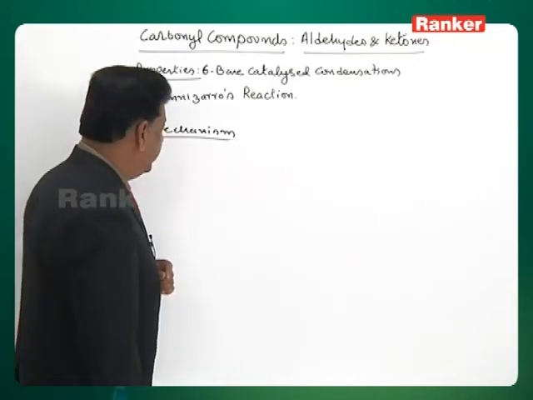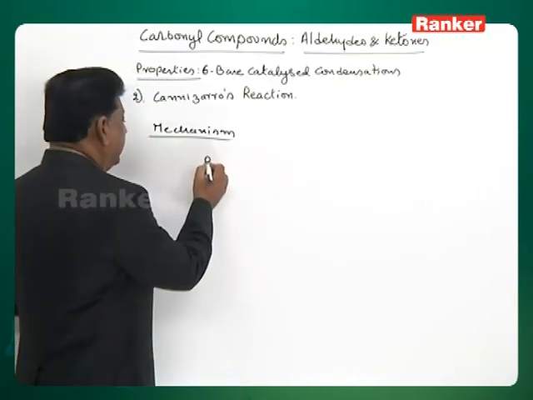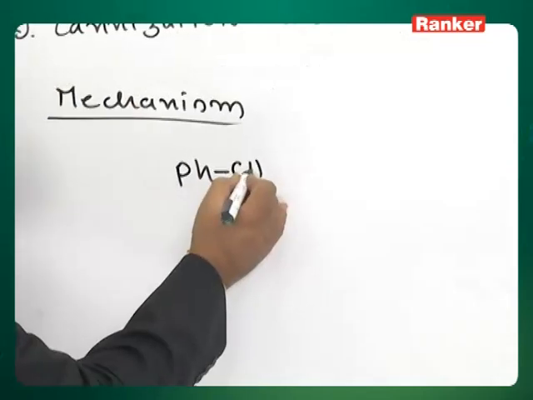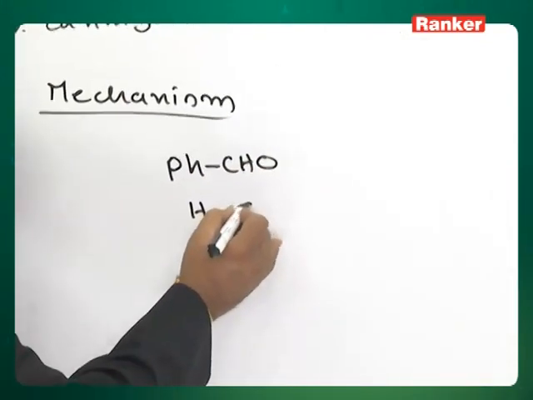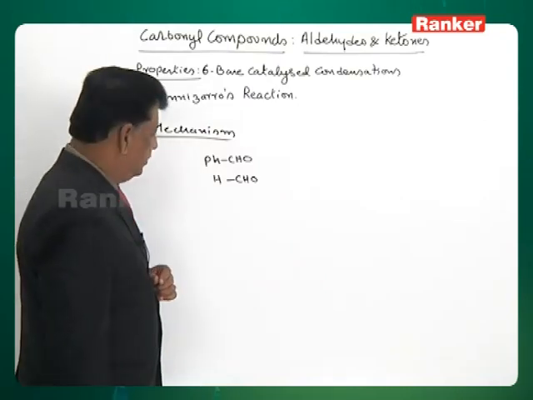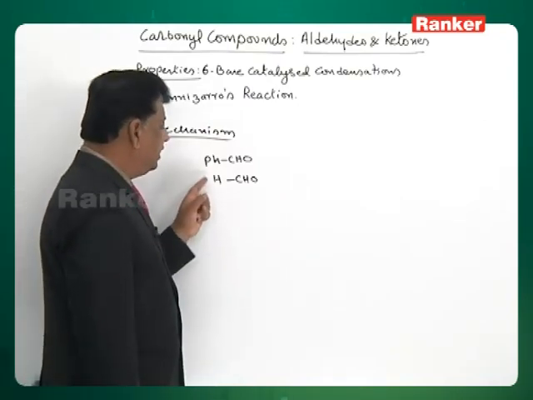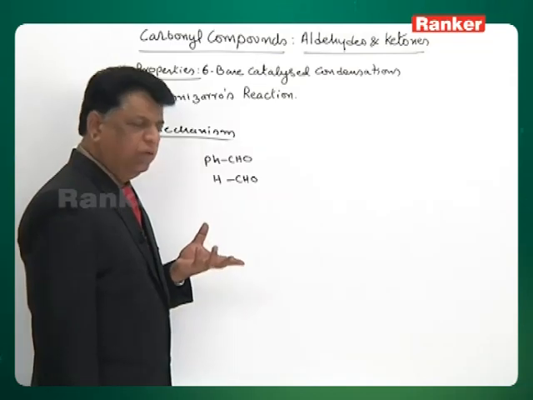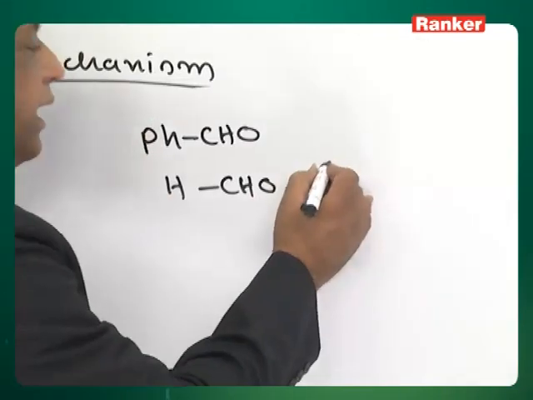One or two slightly different examples: if I take a mixture of benzaldehyde and formaldehyde, here both are eligible for the Cannizzaro reaction, but I have taken two different varieties. You can call it a mixed Cannizzaro reaction.